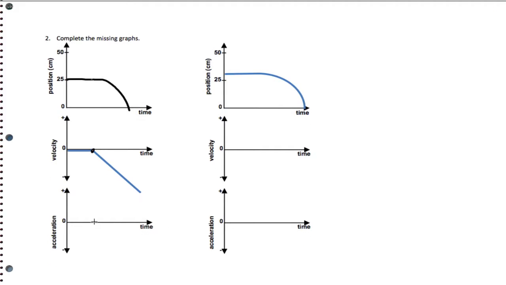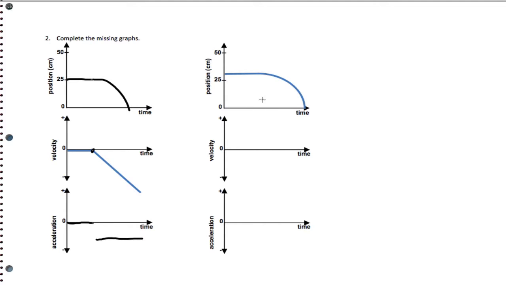And now for the acceleration. I have no acceleration because my velocity is 0, and here I am constantly negative velocity increasing. Sorry, it's a steady rate of increasing negative velocity. So that means I have a constant negative acceleration.